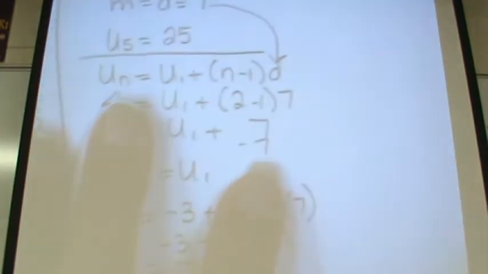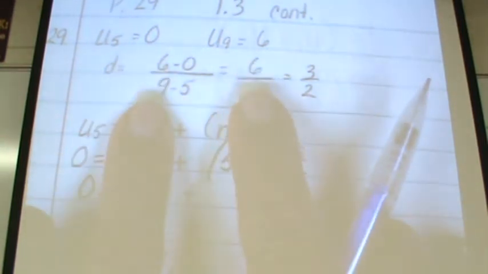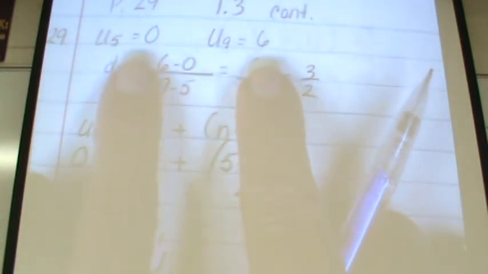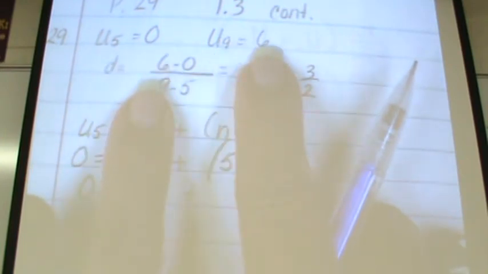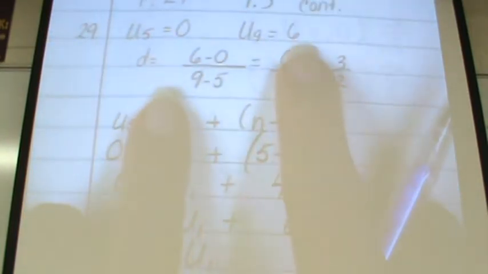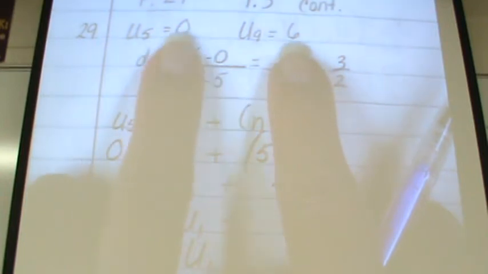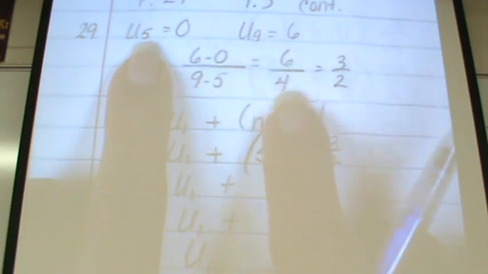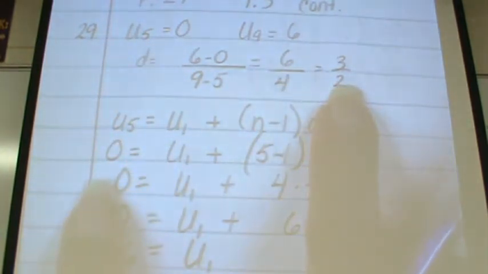And 27 is just like 29, exactly like it except different numbers. I'm going to just show you really quick here. These are the 2 givens. Again, they're not in order, so you're going to treat it like 2 ordered pairs. 5 comma 0, 9 comma 6. Subtract your 2 y values, which is the 6 and the 0, over the 9 minus 5. 6 over 4 is 3 halves. Unfortunately, the d value is a fraction, or you can consider this 1.5.